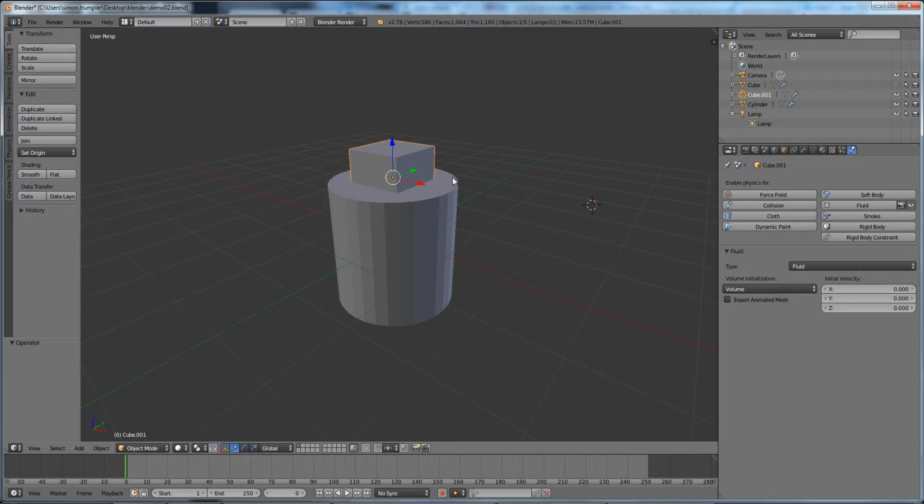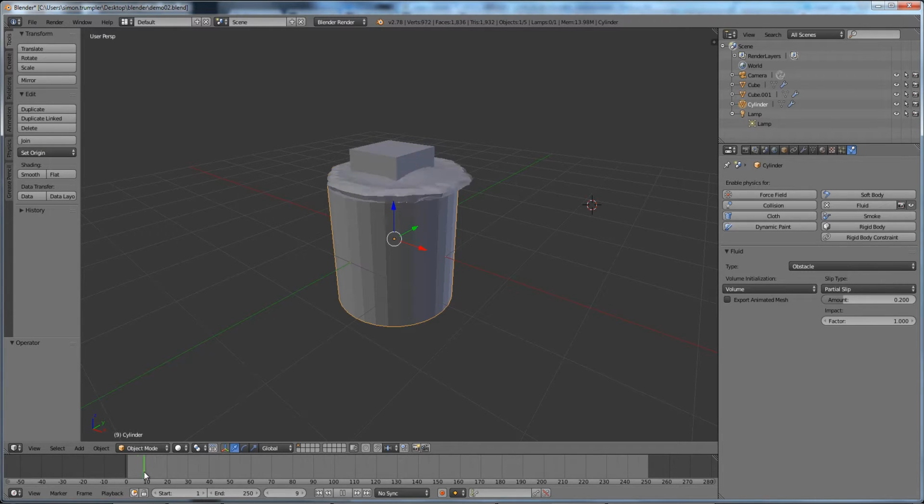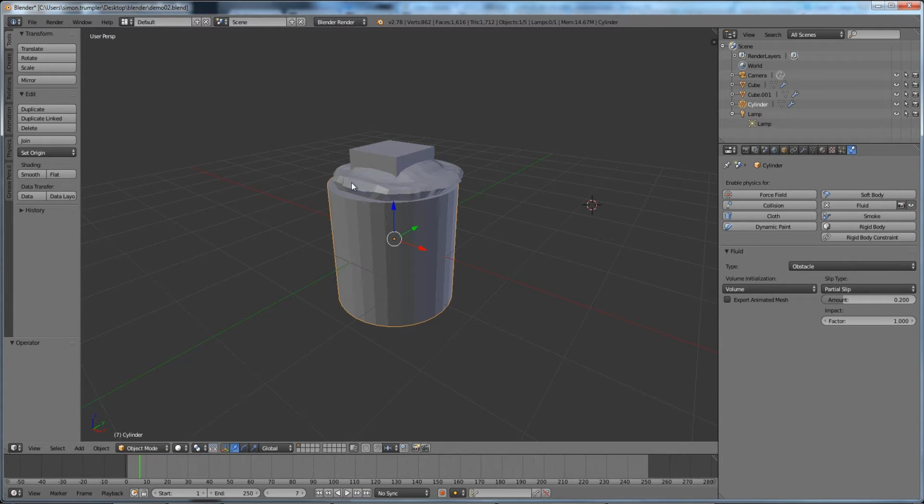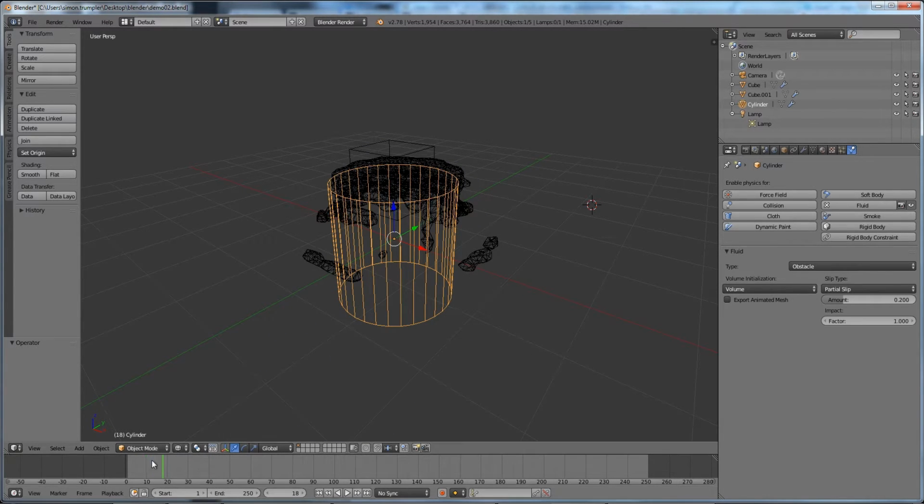So this is a fluid, this is an obstacle, and when we activate my already simulated fluid, we will see that it behaves like we would expect. It just avoids the obstacle. So this is set to volume, so the volume of the whole geometry is taken into account as an obstacle, and if we go to wireframe mode, it gets avoided really perfectly.